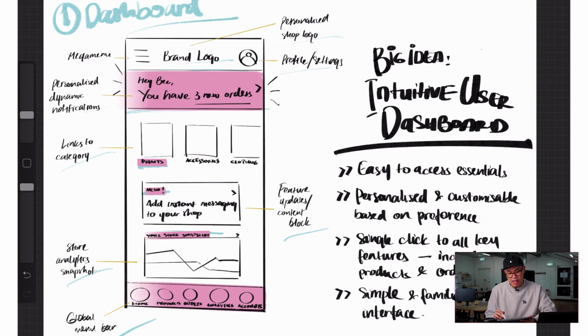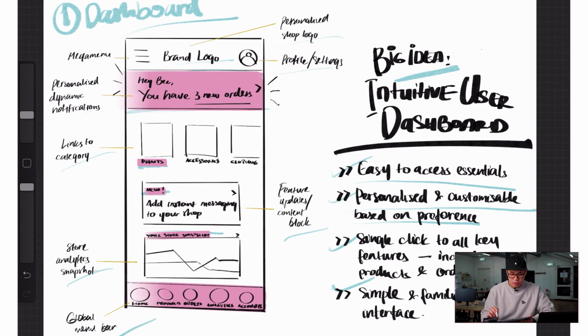And the things that I'm highlighting here are oftentimes my big idea. In this case, my big idea for the dashboard is an intuitive user dashboard. It's easy to access the essentials, personalized and customizable based on preference, with a single click to all key features. So all of these are key ideas that I wanted to explain without having to present it at an art museum session. So that's an idea of the dashboard.